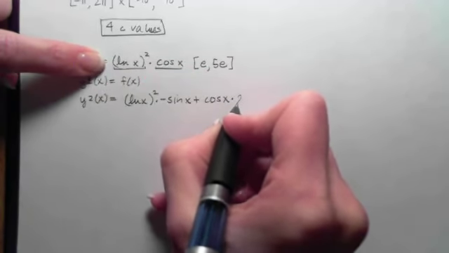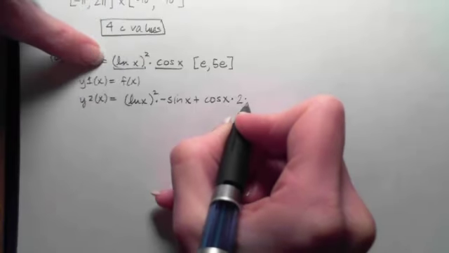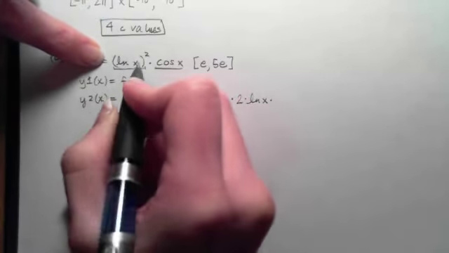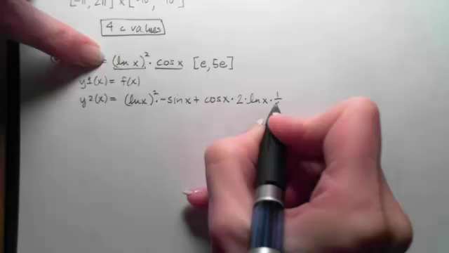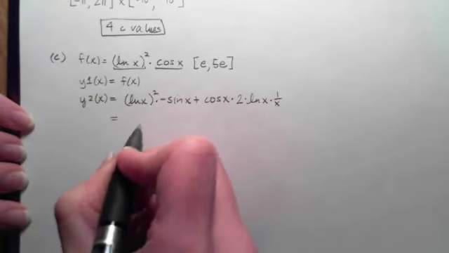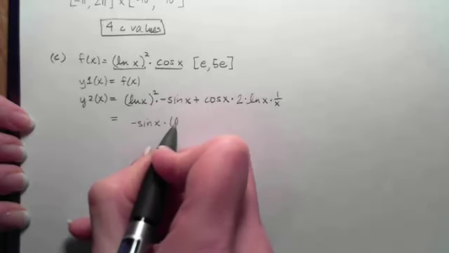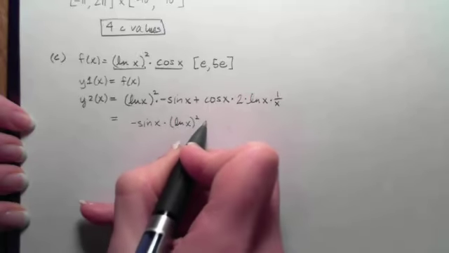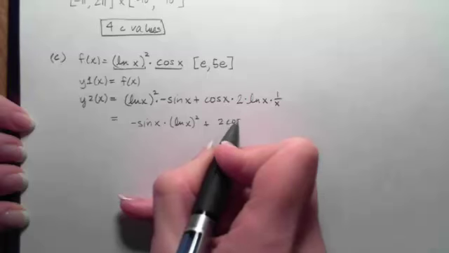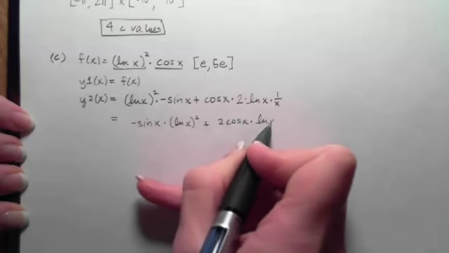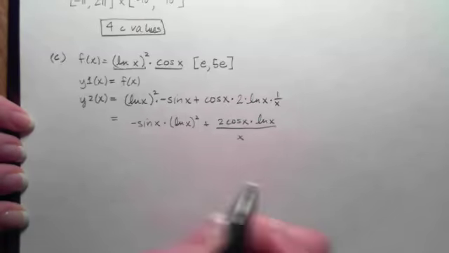We've got to use the chain rule with the power rule. So we bring the power down first, and then we multiply by the derivative of the inside. Multiply that together, I get a negative sine x times the natural log of x squared plus a 2 cosine of x times an ln of x over x.